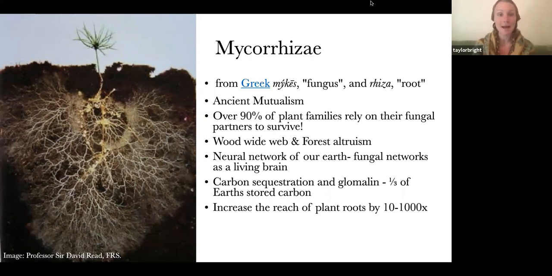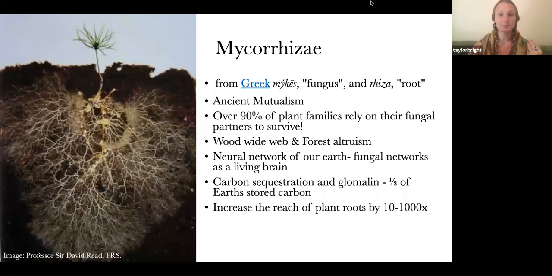So mycorrhizae, where do I begin? This is such a dear friend, really, it feels like to me now. And mycorrhizae comes from the root words myces or myco, which means fungus in Greek, and rhiza, which means root. So the word mycorrhizae literally means a root fungus or a fungus root. And the word speaks to what they are.